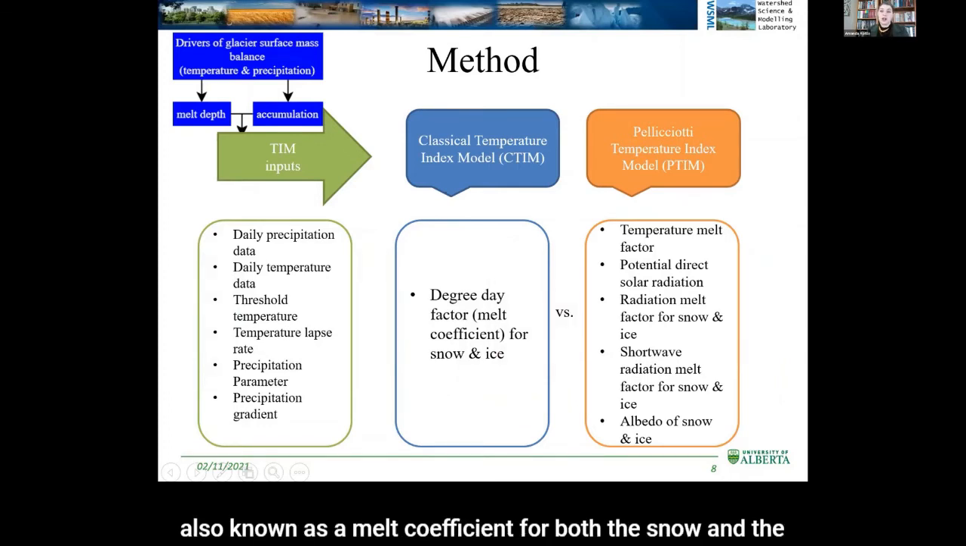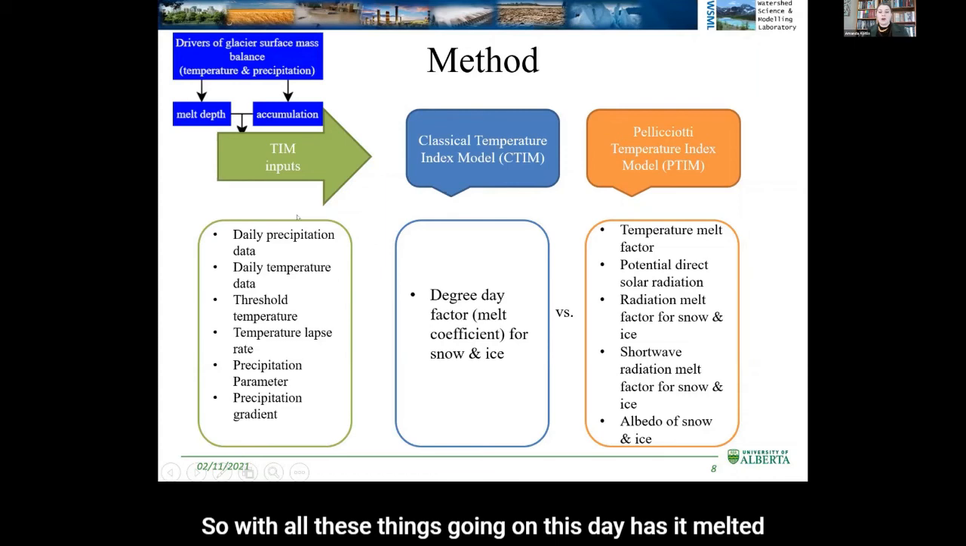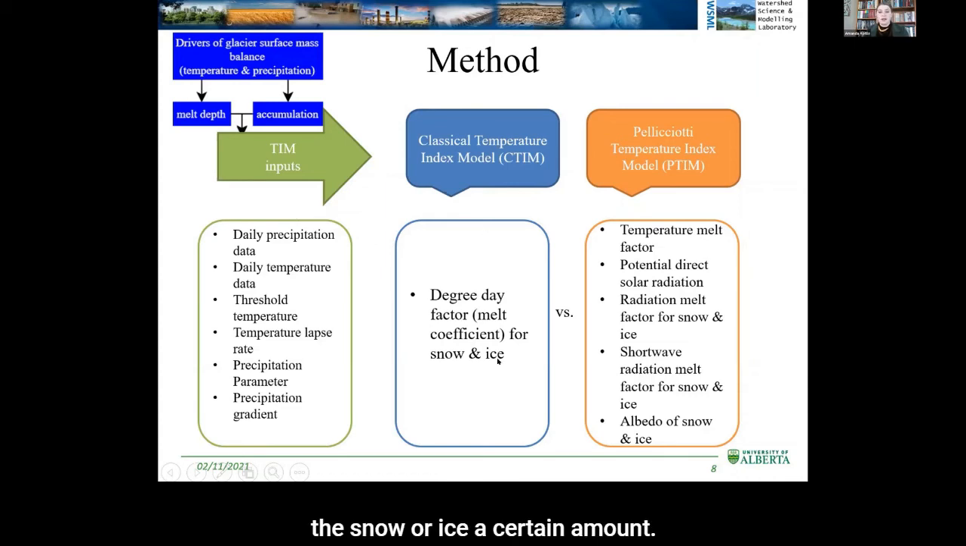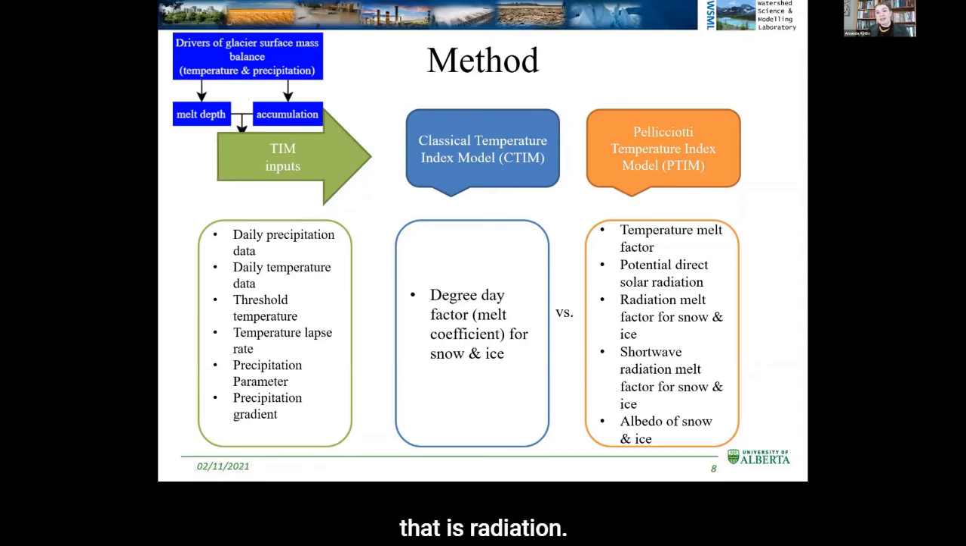Currently, the model runs as a classical temperature index model, so it takes these inputs and calculates a degree day factor, also known as a melt coefficient, for both the snow and the ice per day. So with all these things going on this day, has it melted the snow or ice a certain amount? This does not account for melt due to other energy inputs, that is radiation. It's only a factor of temperature.